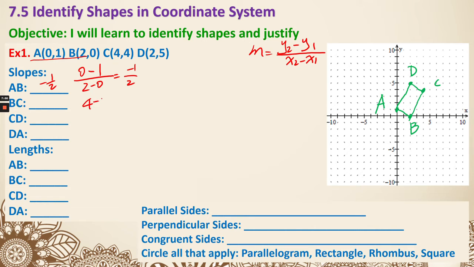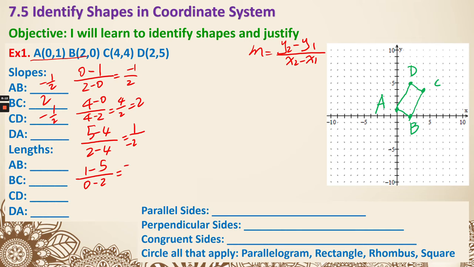Next, 4 minus 0 over 4 minus 2, that is 4 over 2, which is 2. So BC is 2. Next, 5 minus 4 over 2 minus 4, that is going to be 1 over negative 2, so negative 1 half again. Lastly, the slope for DA is 1 minus 5 over 0 minus 2. So negative 4 over negative 2, which is 4 over 2, which is 2. So DA has a slope of 2.